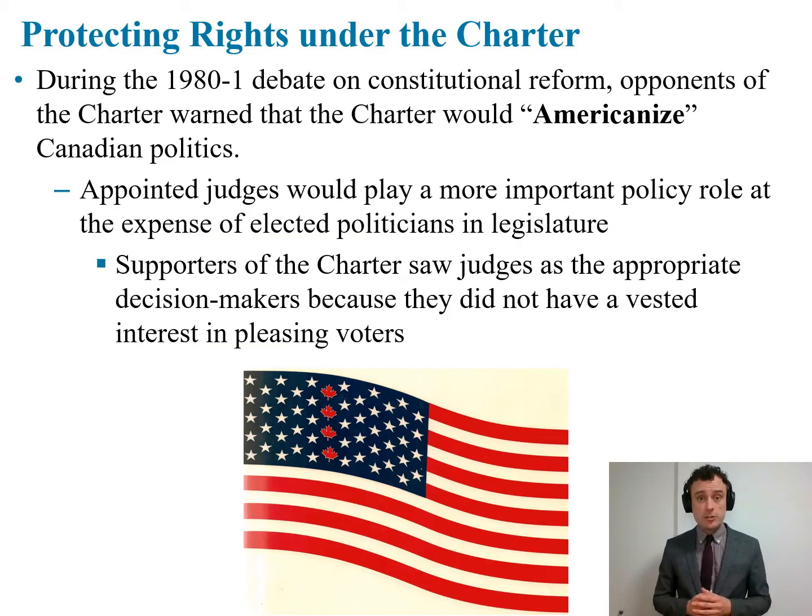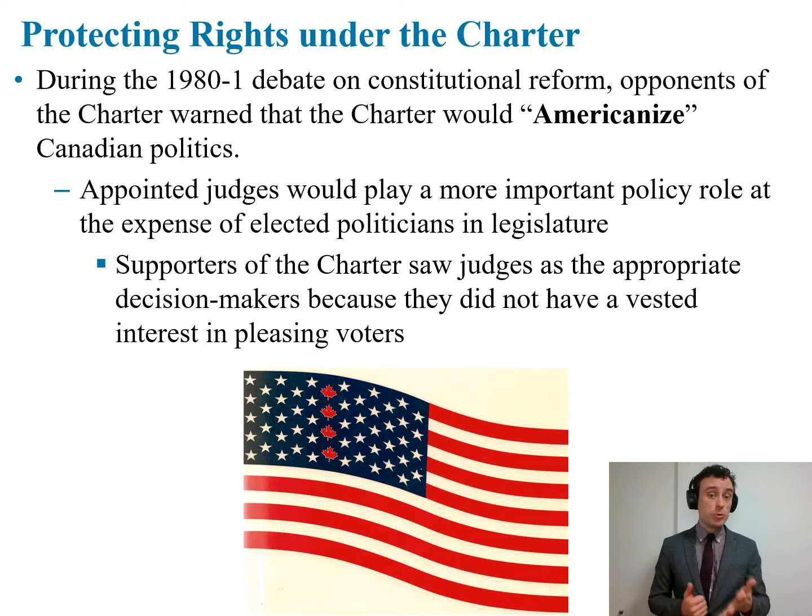This transformation of the Canadian Constitution did not come without controversy. During the 1980 to 81 debate over the Charter, opponents of the Charter warned that it would Americanize Canadian politics. What does this mean? It means that appointed judges would play a more important policy role than they had previously, and that this increased power of judges who were appointed and not elected would come at the expense of elected politicians serving in the legislature. The issue of parliamentary supremacy and the supremacy of the legislature to act within its own domain, whether federal or provincial jurisdiction, was going to be erased and replaced with constitutional supremacy and the interpretation of laws as being constitutional or not by appointed judges.